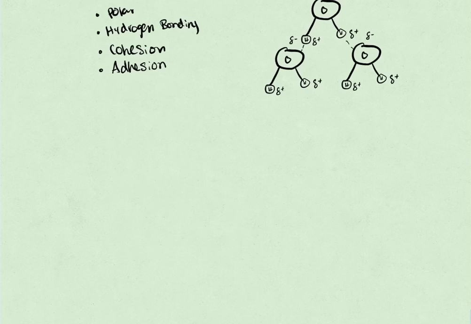And also, water has a high heat capacity. This means that it requires a lot of energy in order to heat water 1 degree Celsius. And the energy needed is 4.186 joules per gram of water. So this is how much energy is needed to heat 1 gram of water 1 degree Celsius.